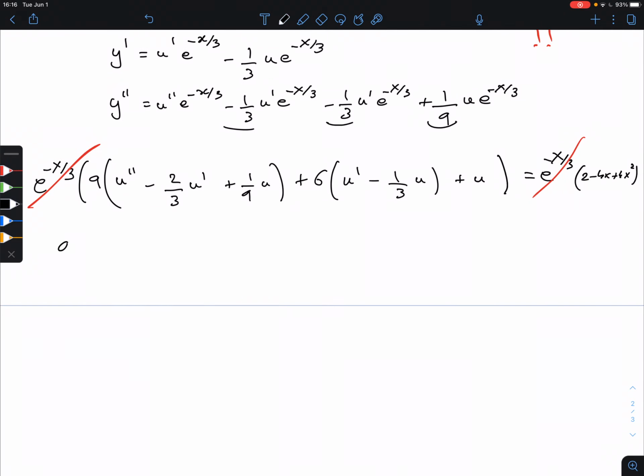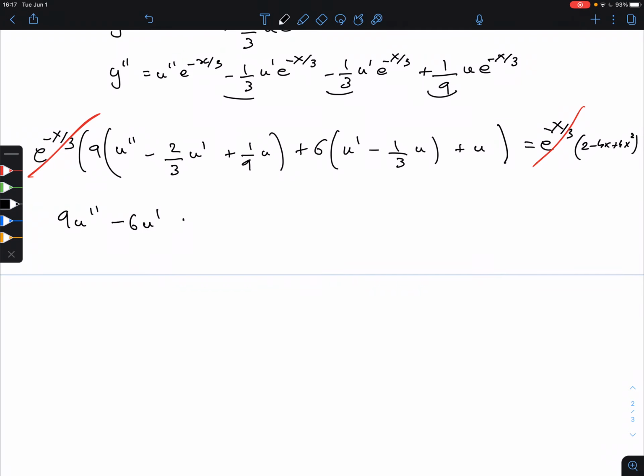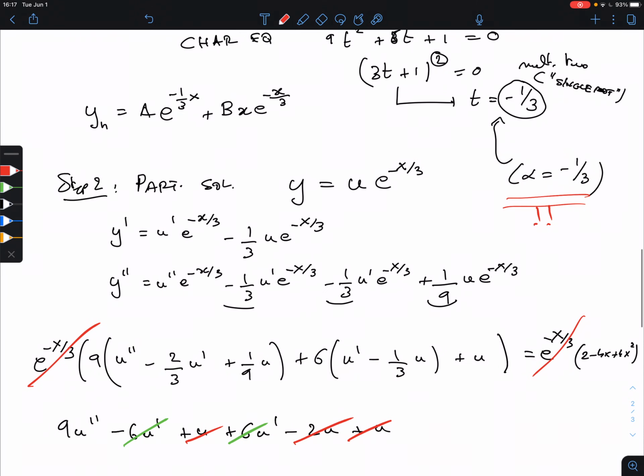We get 9u double prime. Then we get minus 9, the 9 with the 3 cancels, so there's only 3, minus 6u prime plus u, I'm expanding, plus 6u prime minus 2u plus u. Now let's look at what happens to the u primes. They cancel. And let's look at what happens to the u. They cancel. Okay, so this double cancellation is because of this doubling here, because we factor this characteristic equation that is a square.